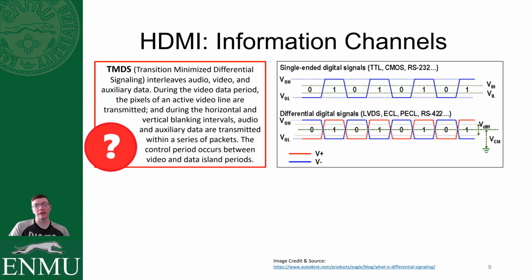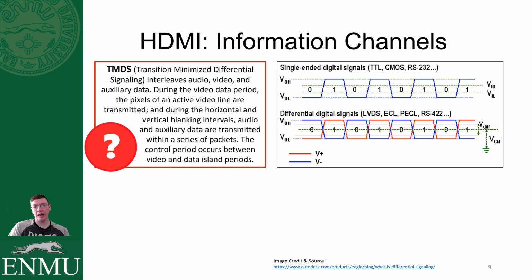What differential signaling is, it's pretty simple. Compared to your single-ended transmissions, as you see in the diagram at the right, you've got your logic level low, high, and the transition from low to high, and the transition from high to low over and over and over again, representing your zeros and ones.